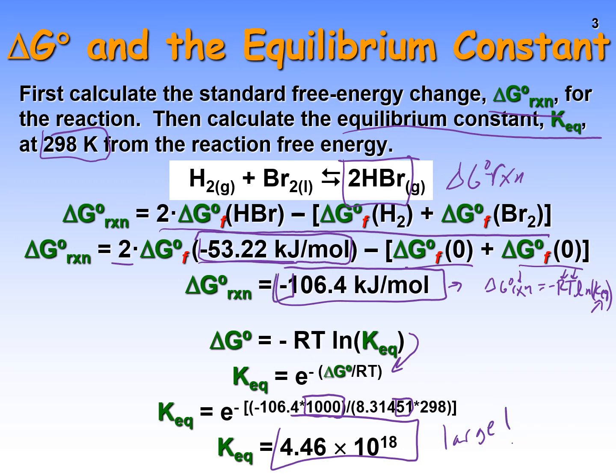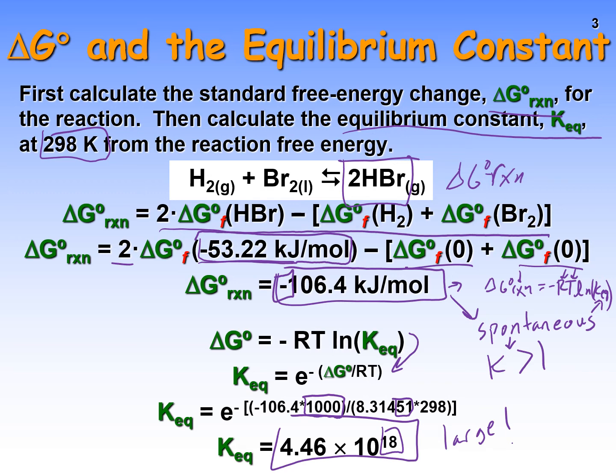because this is negative, which means this is a spontaneous reaction, which means our equilibrium has to tell me it's a spontaneous reaction. In other words, my equilibrium constant had to be greater than 1, and I would definitely quantify 10 to the 18 as much greater than 1, pretty large.